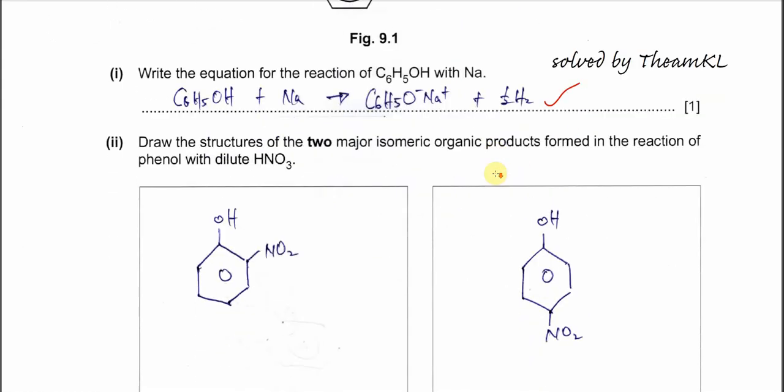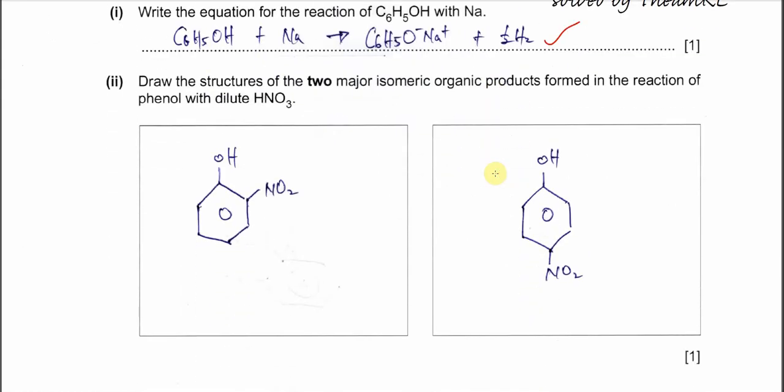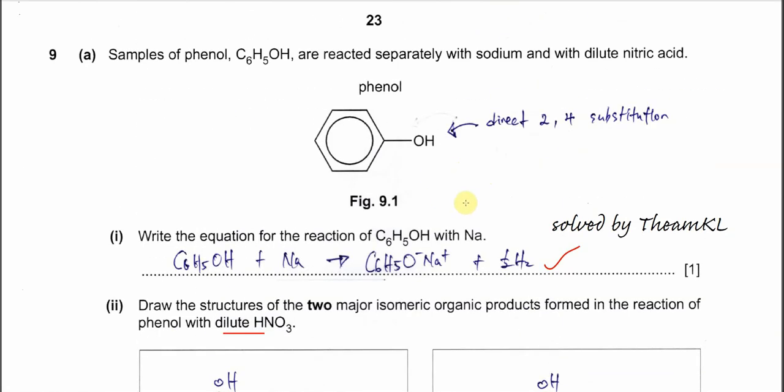And another one is part 2. Draw the structure of two major isomeric organic products formed when phenol reacts with dilute HNO3. So we know that the phenol group is 2,4 directing, meaning whenever there is an electrophilic substitution, the phenol is a benzene ring activator. It will activate the benzene ring and direct, okay, this is 1, 2, 3, 4, so it will direct 2,4 substitution.